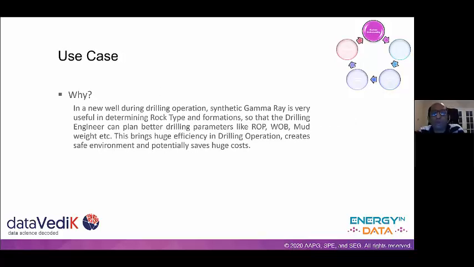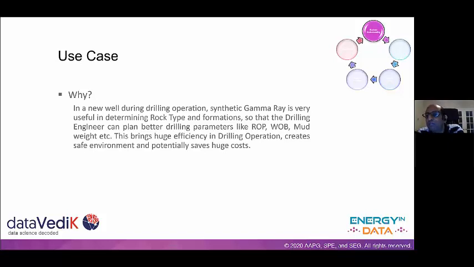Right? If we are able to do that, what's the benefit that it gives? And this is the kind of value you want to put, right? So I'm giving you an example in this use case, but this is essentially what you want to put during your use case definition. You want to define the use case and you say, why are you doing the use case? What is the value that I'm going to get out of it, right? So if I have a synthetic gamma ray before even I started drilling my well, it gives me a very good idea of the rock type and the formations that when I drill that I'm likely to encounter.